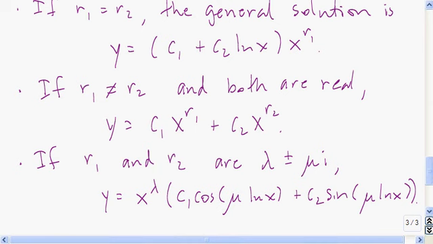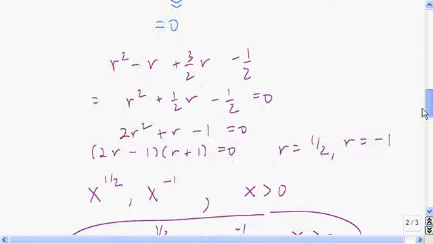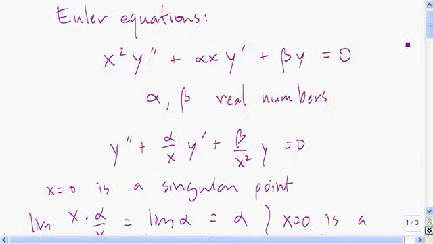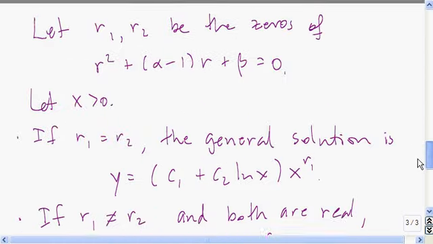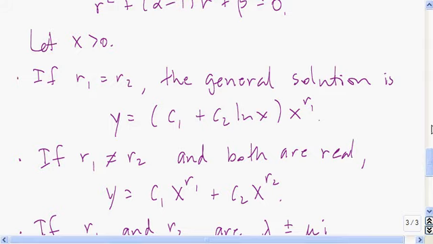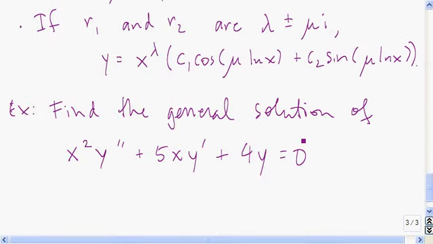All right, so now let's just do an example of each of the two types that we haven't seen yet. We don't have to check for singularity anymore; we already dealt with that from the general case. So we basically just have to find out what these two zeros are. Let's find the general solution of this Euler equation right here. So we have alpha equal to 5 and beta equal to 4.